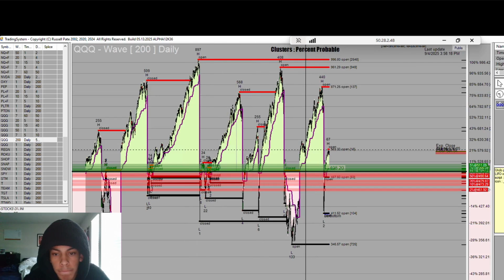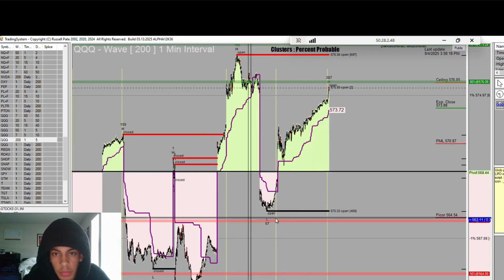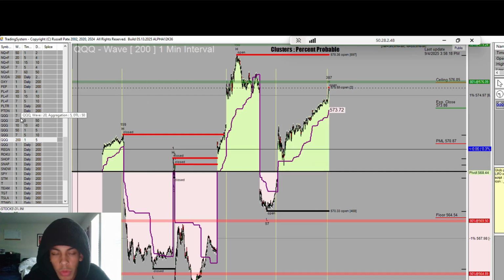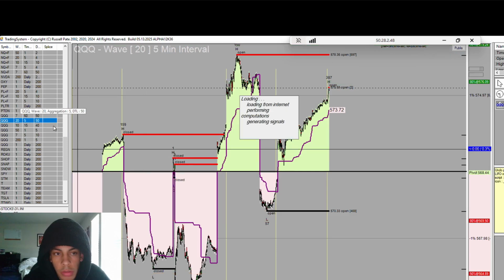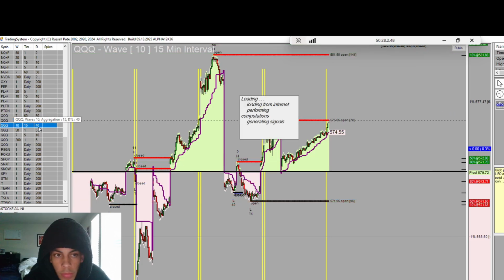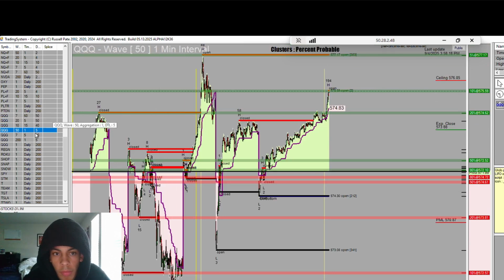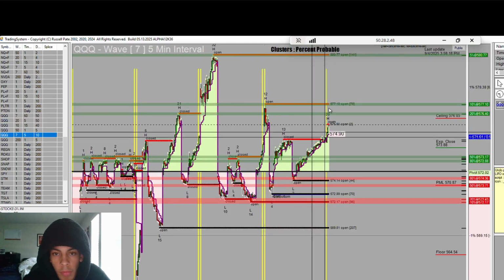So what we can then do is break it down from the 200 wave daily to something like the 200 wave 1 minute, right? So now we're looking at just a smaller time frame. We're looking at the same wave, but on a smaller time frame for more of our day trades, where we're looking at the next hour or two, right? So my personal go-tos are the 20 wave 5 minute, the 10 wave 15 minute, the 50 wave 1 minute, and last up the 7 wave 5 minute, right?